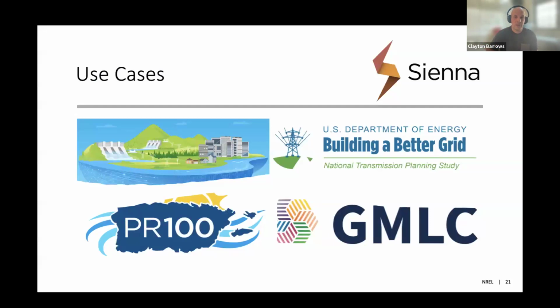We've been using Sienna on a number of different DOE-funded activities, including the Water Power Technologies Office HydroWIRES program. We're using Sienna to build the largest scale production cost model ever assembled with the National Transmission Planning Study and simulate grid operations under a variety of different future transmission networks. We explored the reliability and resilience of Puerto Rico's energy future with the PR100 study, and then we've been exploring some new approaches with the GMLC, and I'll highlight some examples from each of these in a few minutes.